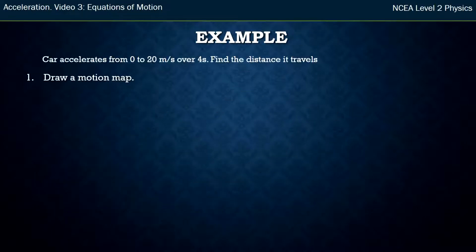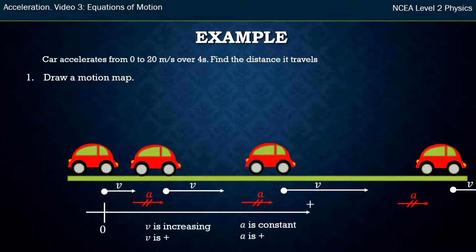So let's do an example. This is the car accelerating from 0 to 20 meters per second over 4 seconds. Find the distance that it travels. Draw a motion map. So this is the same situation in video 2 where we looked at the graphs. So same motion map here.